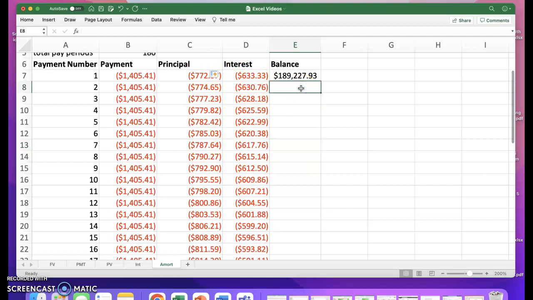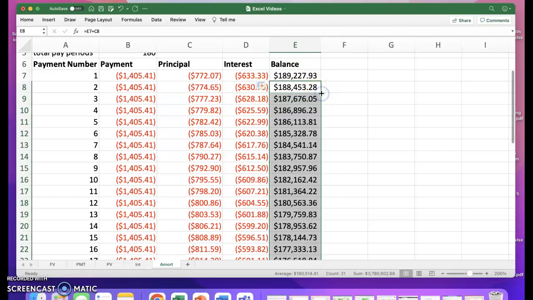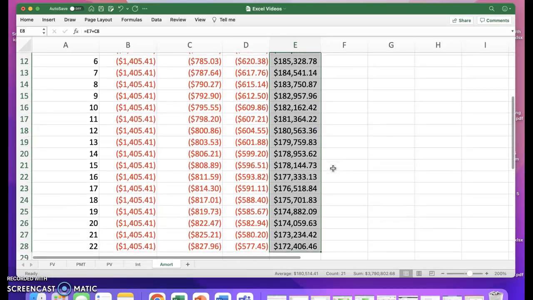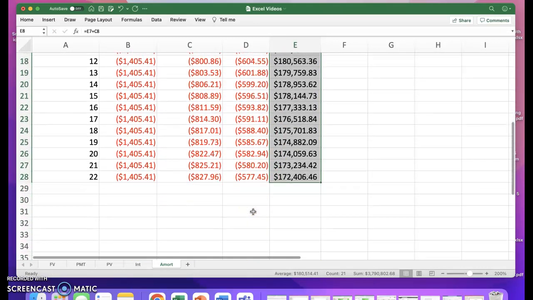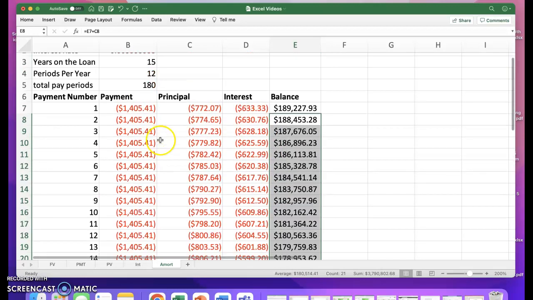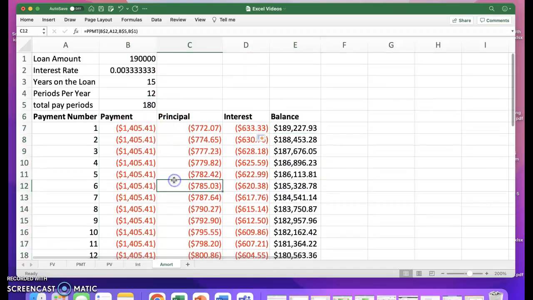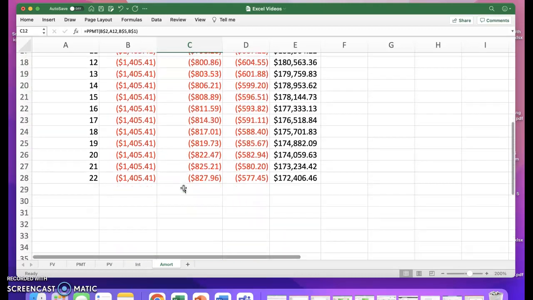Now, for the balance, we're going to need a new formula. So for the balance, I want the balance, and I want to add that to the principal. So once I do that, now that I'm using this formula, now I can just auto fill. So you can see how it goes. Now, if we say this is 180, let's do this out to 180 months.